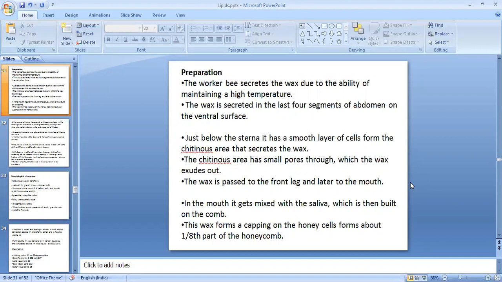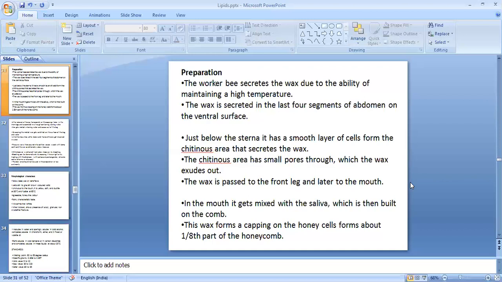When you just see the parts of the insect, it consists of the head, thorax, and the abdomen. Okay. And just below the sterna, it has a smooth layer of cells which forms the chitinous area. So this is the place where the wax is secreted. And this chitinous area has small pores through which the wax comes out. And then the wax is passed on to the front leg and later on to the mouth.